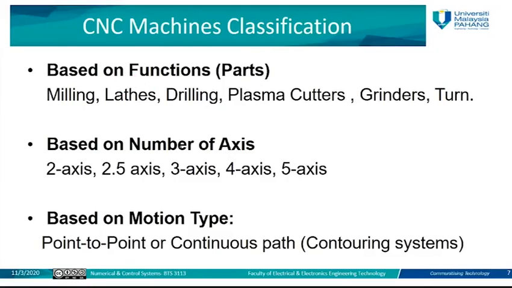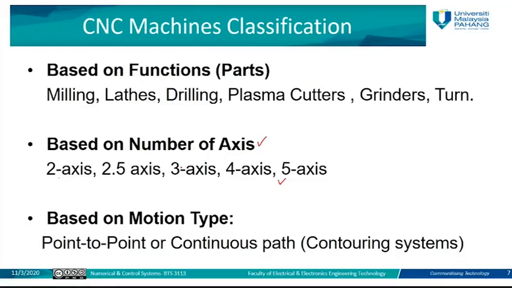If we say based on the number of axes, this we also mentioned in chapter 1: we have 2 axes, 2.5 axes, 3 axes, 4 axes, and 5 axes. So this is a classification based on the number of axes, and according to the number of axes, the machine differs. For example, the lathe machine depends on 2 axes, and milling depends on 3 axes, and so on.